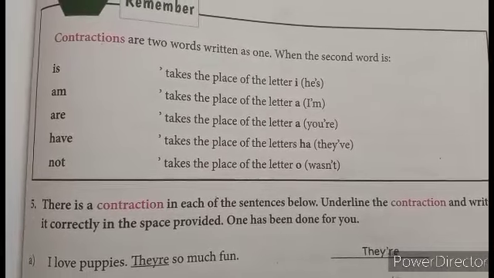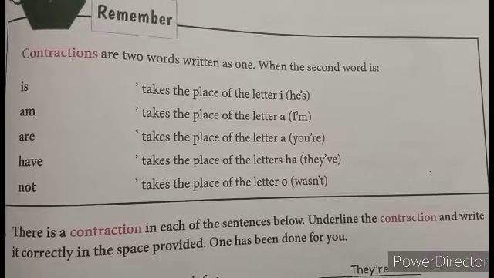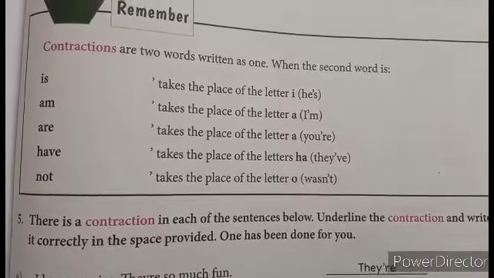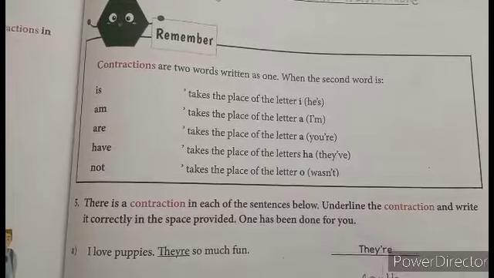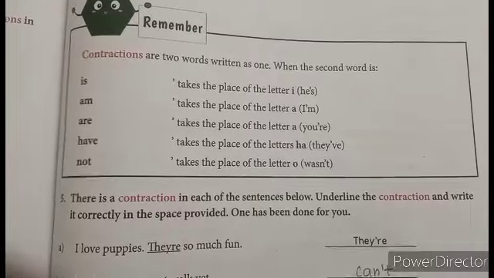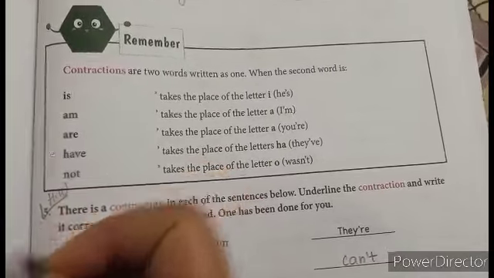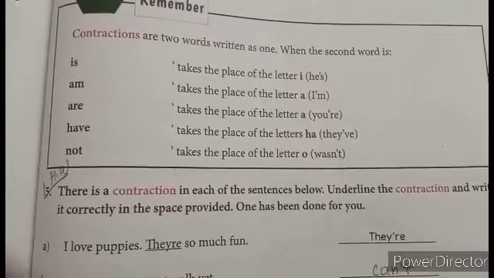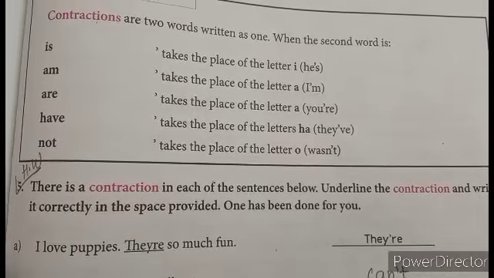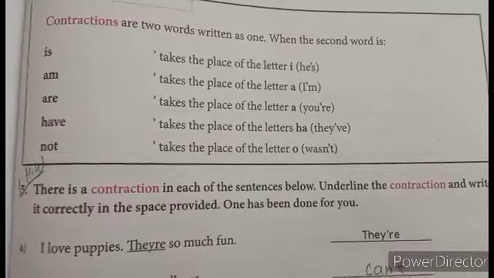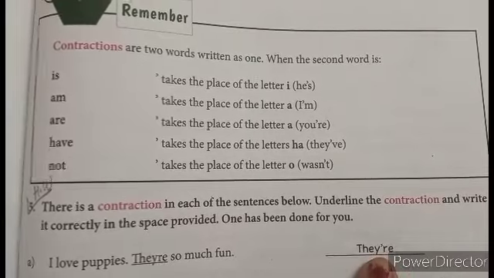Question number 5. There is a contraction in each of the sentences below. Underline the contraction and write it correctly in the space provided. One has been done for us. So this question I am giving you as homework. If you face difficulty while doing this homework, ask me. The first one is, I love puppies. They are so much fun. So, here is the word, they are. We will write it as they are. We had corrected it with the correct contraction form.